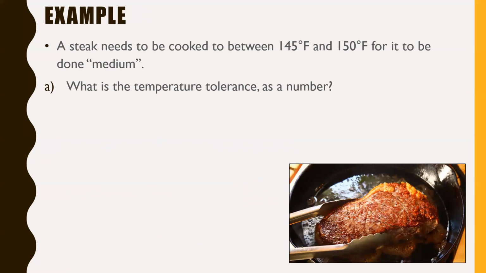So first example, a steak needs to be cooked to between 145 degrees Fahrenheit and 150 degrees Fahrenheit for it to be done medium, right? So if you're cooking a steak at medium, those are the temperature ranges that are allowed. What is the temperature tolerance as a number? Well, remember, the tolerance is defined as the distance from your minimum to your maximum. Of course, we have this as our minimum and this is our maximum. So the distance between those 2 numbers, hopefully you can see it, is 5 degrees Fahrenheit. That would be our tolerance. It can be anywhere from this temperature to this temperature. The difference between that is, of course, 5 degrees Fahrenheit.